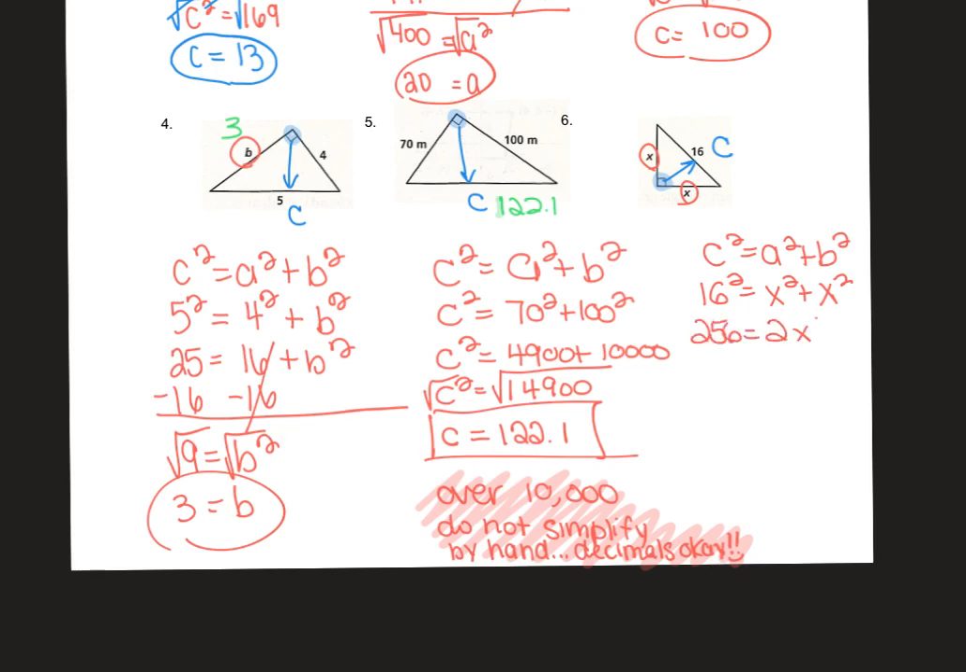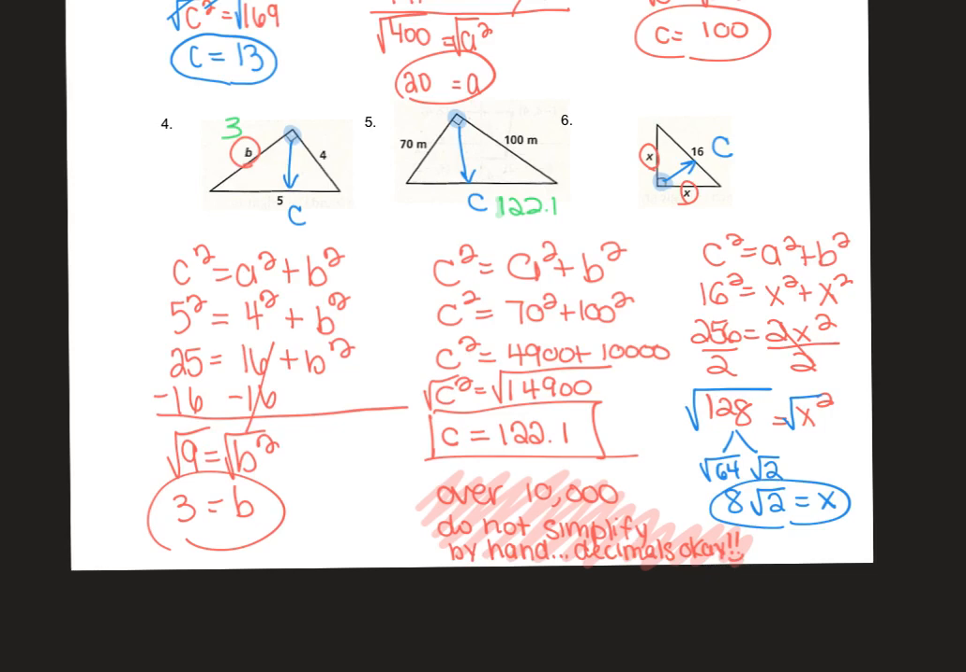and then 2x squared. Now I have to solve this equation, so I have to get x squared alone, so I divide both sides by 2. I get 128. Here's an example of where I need to break this down. So when I take the square root of this, I break it into 64 and 2. That turns into an 8, and I get 8 root 2 equals x. So this is 8 root 2, and this is 8 root 2 since they're both the same.